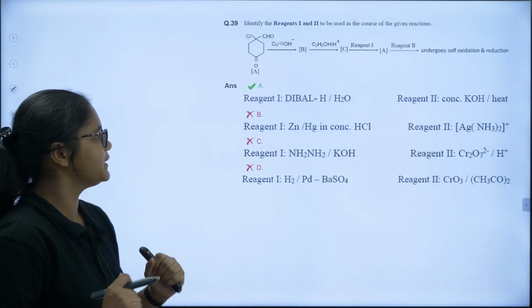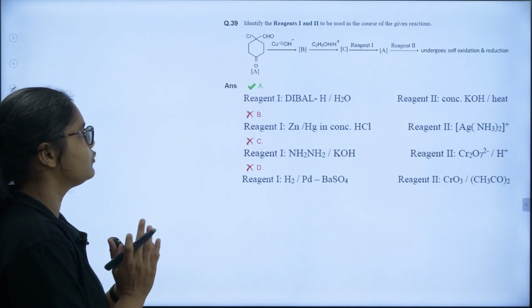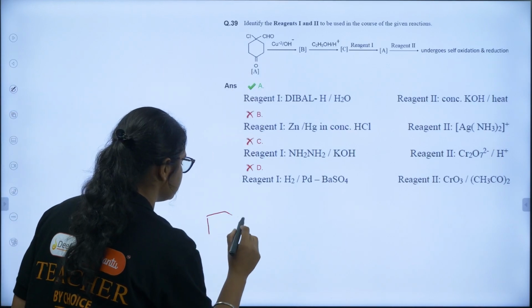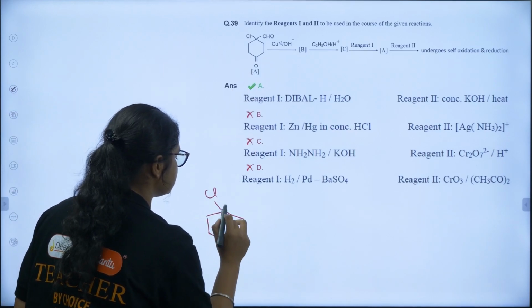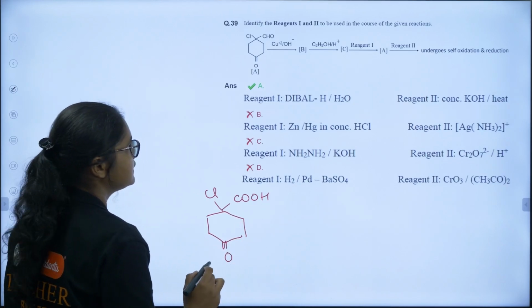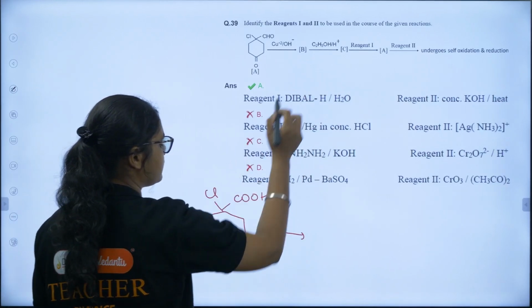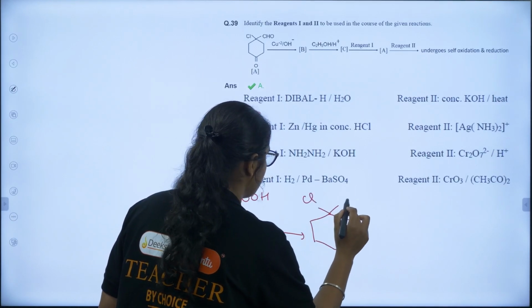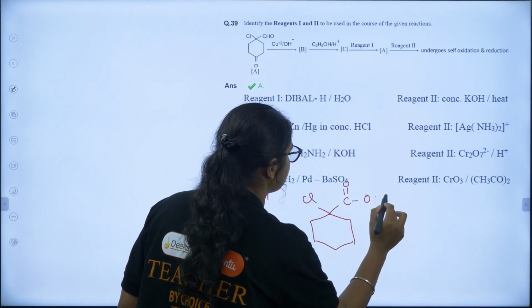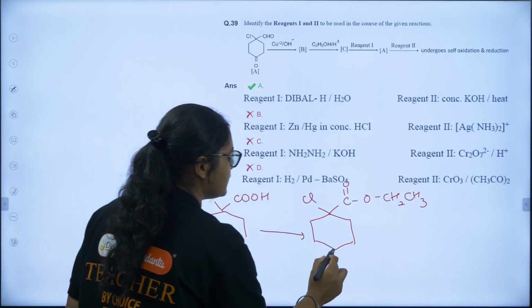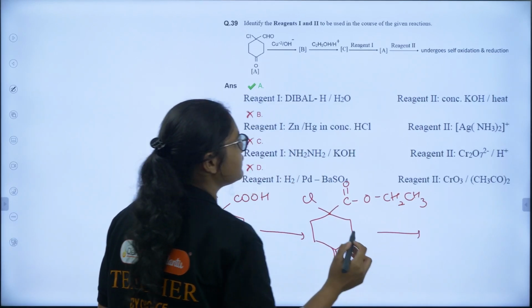So let us see the next question. Identify the reagents 1 and 2 to be used in the course of the reaction. So first, Cu2+ is there. It will oxidize your aldehyde group, right? So we will get Cl and a COOH group here, and we have a C double bond oxygen here. Now if you see, this one is an alcohol, this is an acid, so ester formation will take place. So we'll get Cl and then C double bond O, then we'll have CH2 and then CH3. Okay, now what happens when you give it DIBAL-H, right?